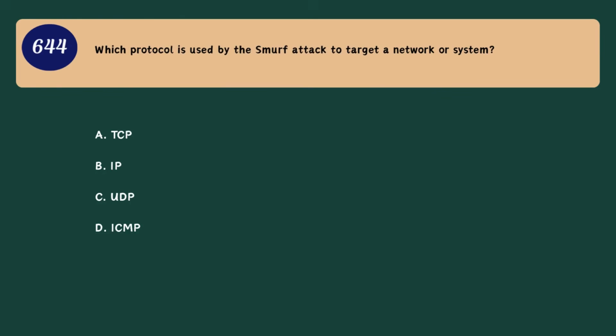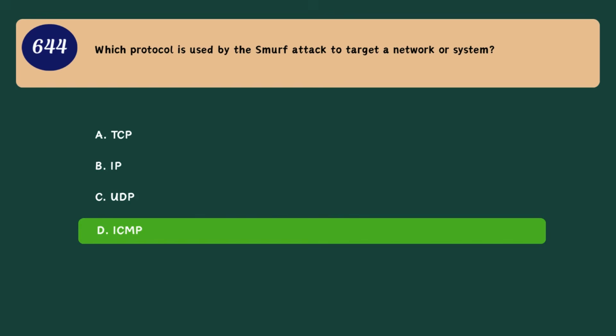Question 644. Which protocol is used by the Smurf attack to target a network or system? A. TCP. B. IP. C. UDP. D. ICMP.